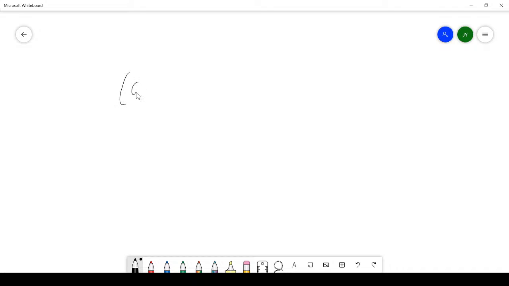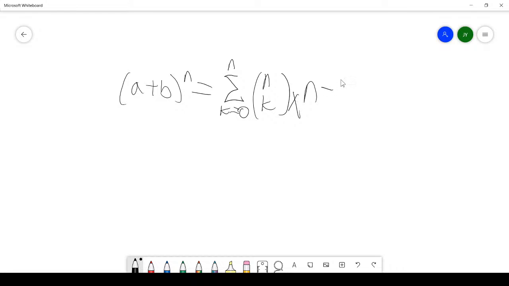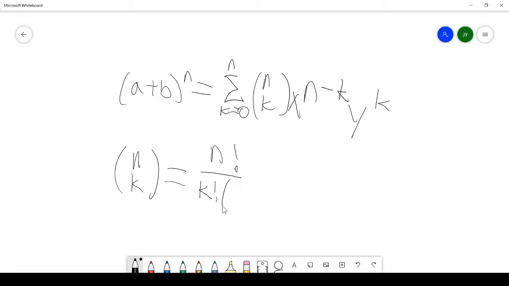The binomial theorem can be written out as (a + b)^n equals the sum as k goes from 0 to n of the combination n choose k times x^(n-k) y^k, and n choose k is equal to n factorial over k factorial times (n - k) factorial. So we looked at how this is represented.